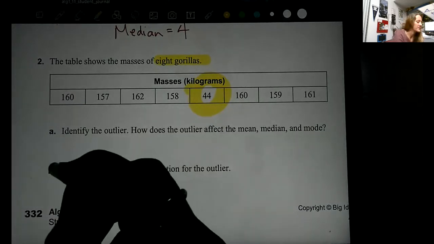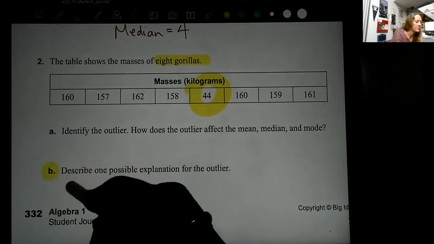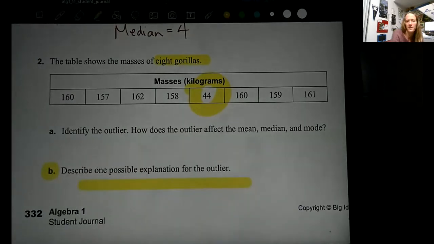Why am I asking? Well, because I want you guys to be thinking about letter B and one possible explanation. Why would there be a gorilla that could be weighing so much less than the rest? Maybe some of you are thinking a lot of different things, as far as, hey, what do you think it is? My first inclination is, what if it's a baby? What if it's a child? What if it's a small gorilla?